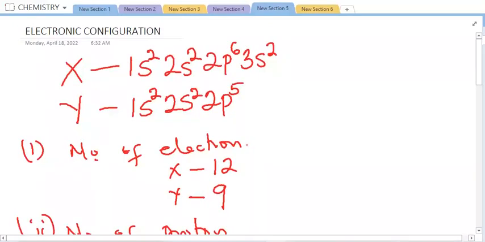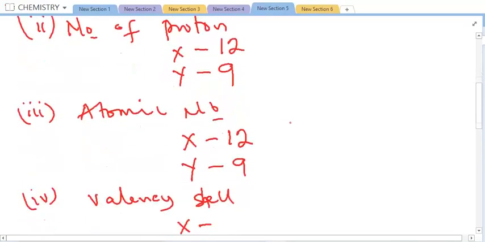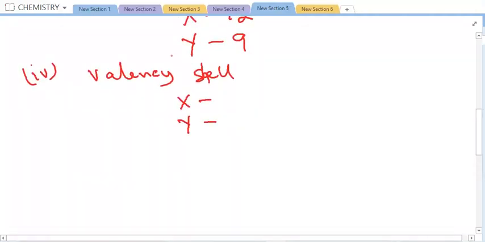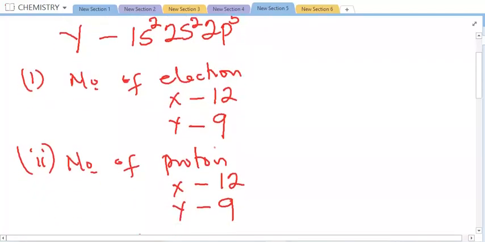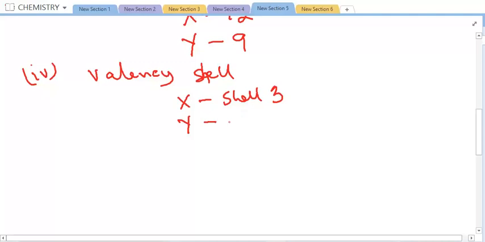So let us go to the question. We have shell 1, shell 2, and we have shell 3. Of these 3 shells, 1, 2, 3, which is the outermost? 3. So for X, the valency shell will be shell 3. For Y, we have 2 shells there, shell 1 and shell 2. Of these 2, which one is the outermost? 2. So the valency shell for Y is shell 2.